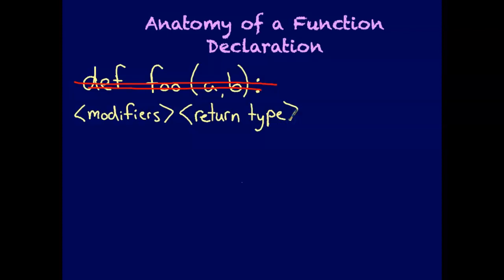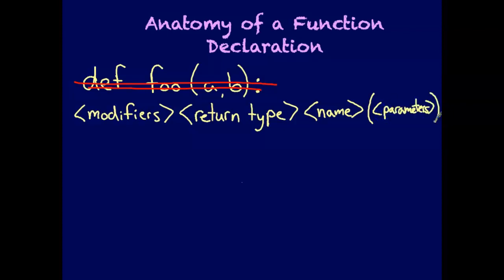Following the return type, we have the actual function name, whatever we're naming that function. In this case, that might be foo. So we'll look at that in a sec. And then following that, we've got parentheses and then the parameters, followed by another parenthesis.